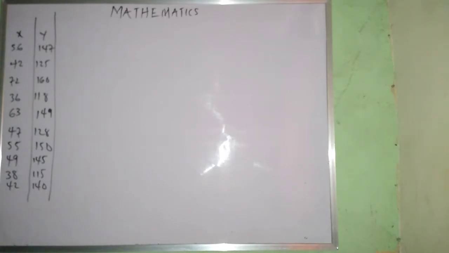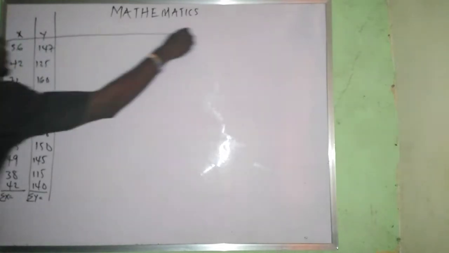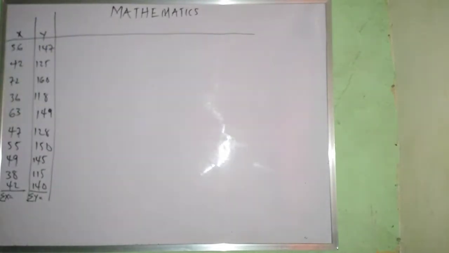Now, the summation of x is very important, and the summation of y. Sum it up with your calculator, and you get 500. Also, if I sum the y values up, the sum of y will be 1,377.